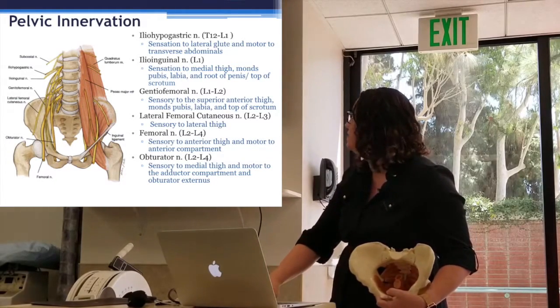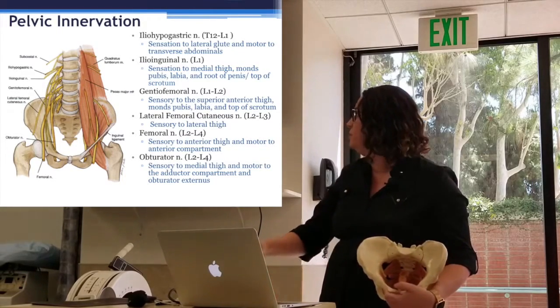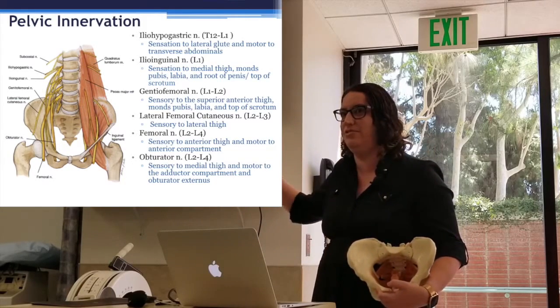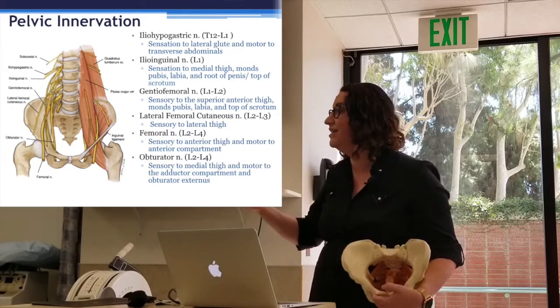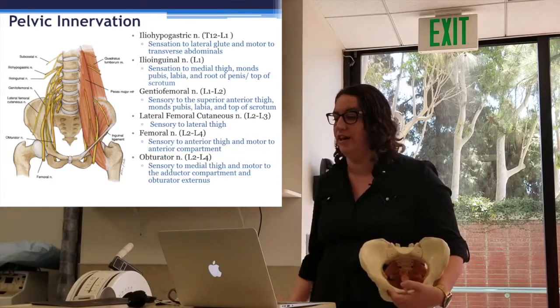Lateral femoral cutaneous, L2 to L3, that's going to be providing sensory to our lateral thigh. It's going to branch off underneath the psoas, and so if we start to think about any of our anterior hip flexor muscles, psoas, iliacus, any of those become tight or painful to palpation, we might be getting referral patterns along those nerves to the lateral thigh as well.